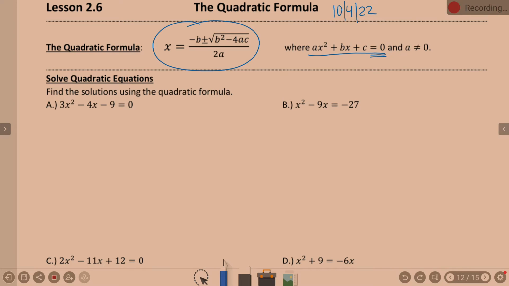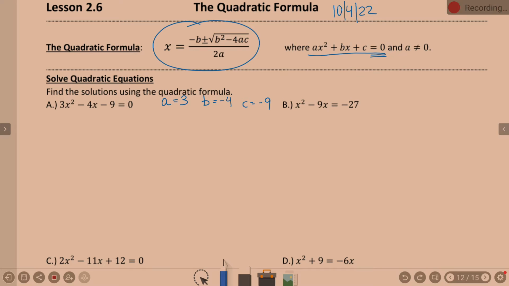So, in example A, 3x squared minus 4x minus 9 equals 0. What are my a, b, and c? What's a? 3, because it's in front of x squared. What's b? Negative 4, because it's in front of the x term. And what's c? Negative 9. It's a constant at the end. Notice my equation does already equal 0, doesn't it?